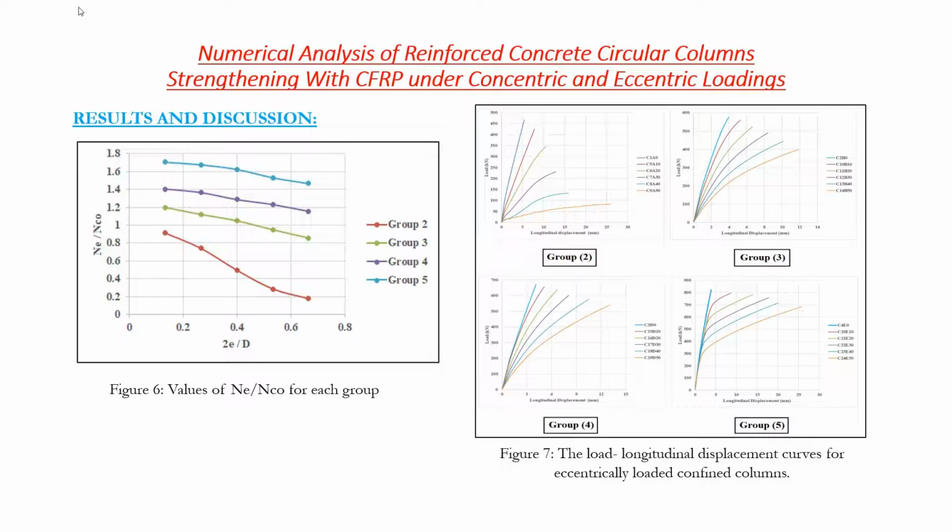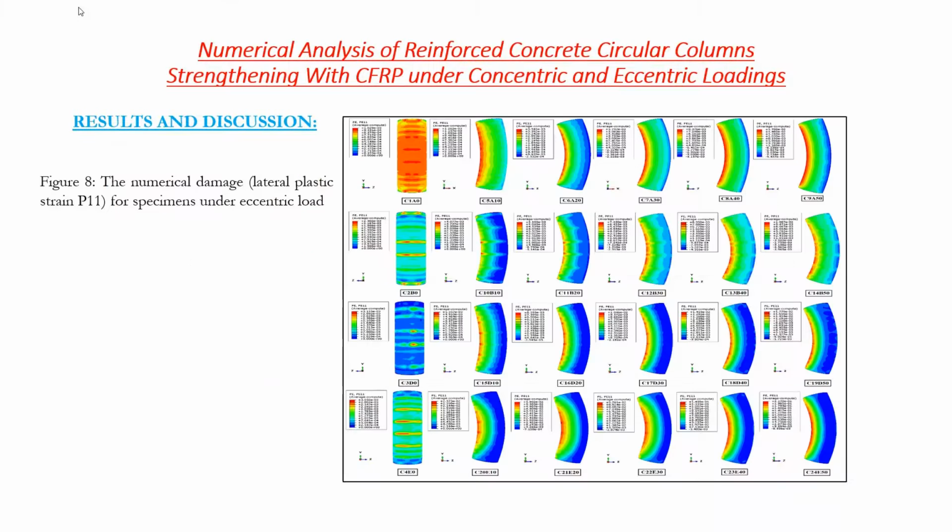One of them, for example, in Figure 6, is the ratio between the axial compressive strength and the eccentricity of the applied load. In Figure 7, we can see the overall load versus longitudinal displacement curves for all the tested specimens and columns, divided into 5 groups according to the eccentricities and ratios of confinement. Also, Figure 8 shows the numerical damage, or lateral plastic strains, of the model.